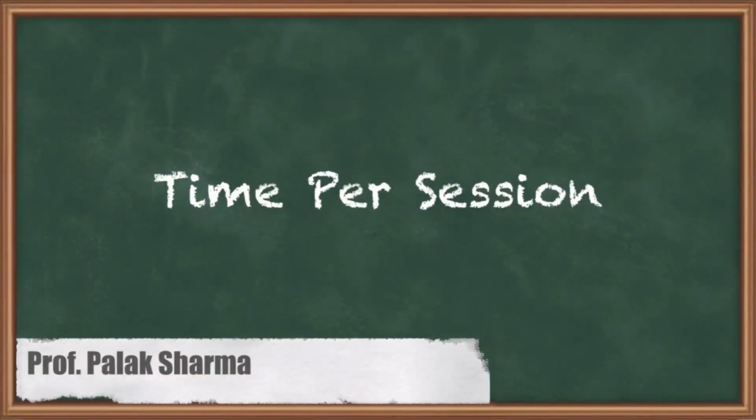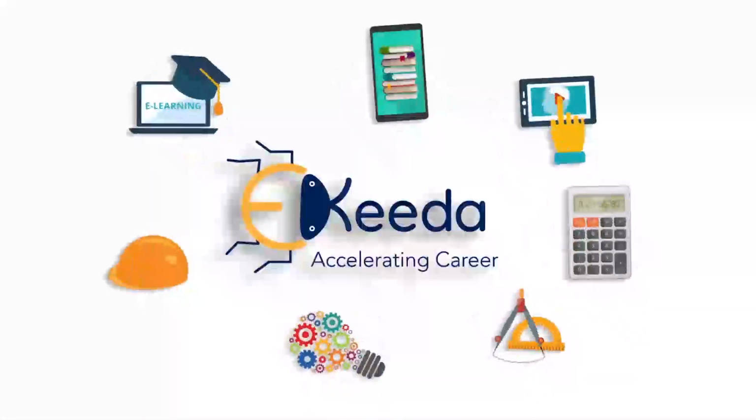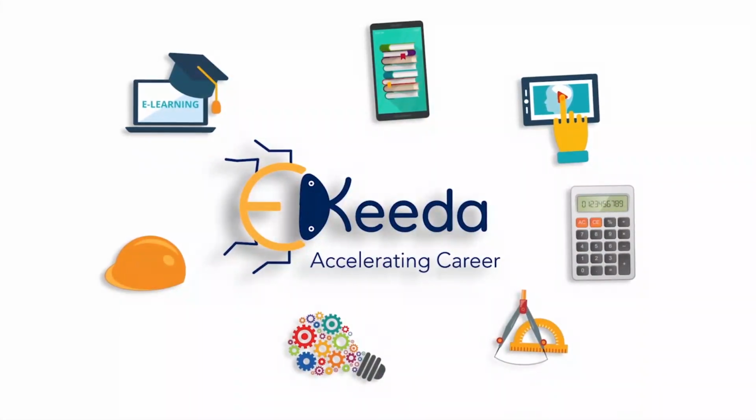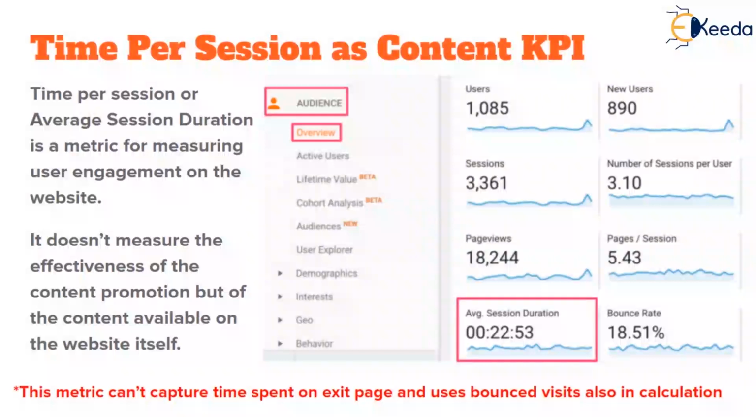In this video on measuring content marketing performance, we are going to talk about time per session as a metric. Now, how does time per session serve as a content key performance indicator or a measurement metric? Time per session or average session duration is a metric for measuring user engagement on the website.